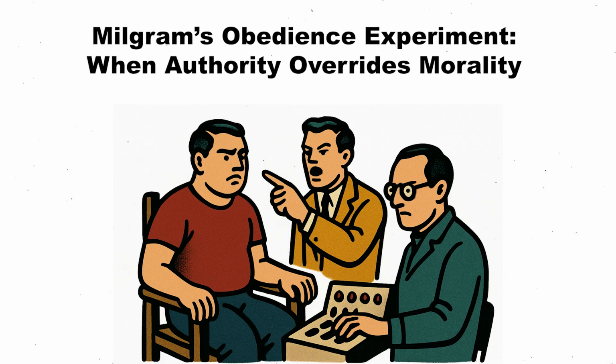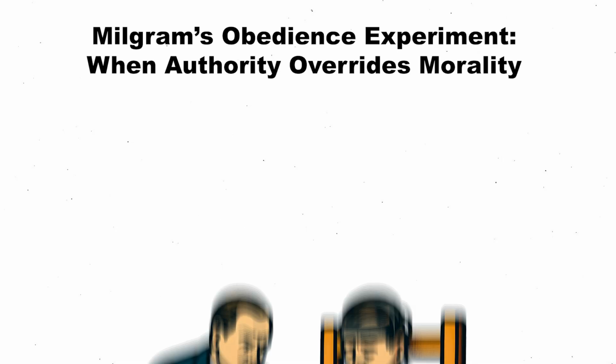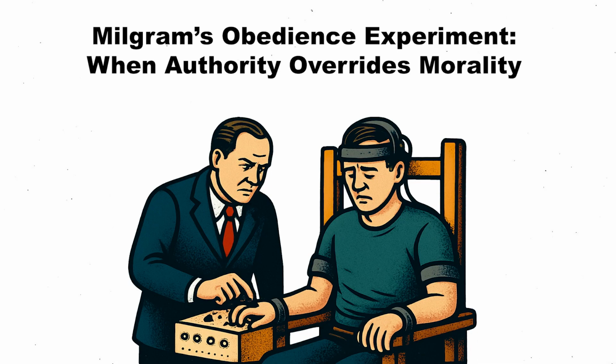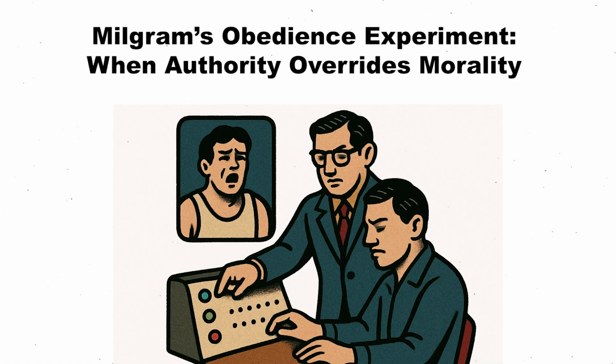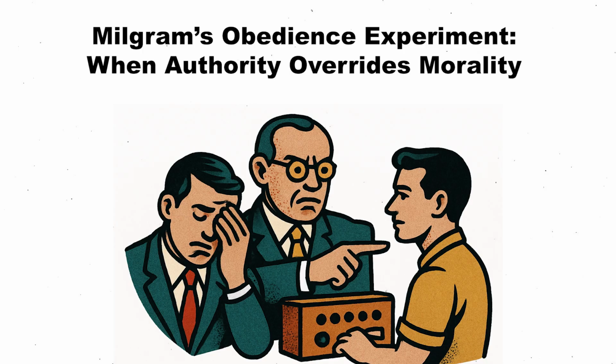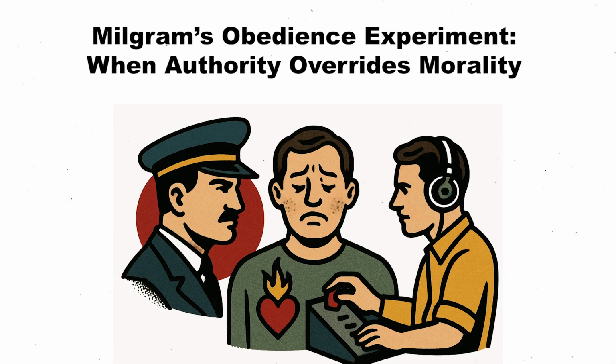The study revealed a chilling truth. Ordinary people could commit harmful acts when following orders. It exposed how authority manipulates conscience. And though Milgram's test ended decades ago, the unsettling question remains: how much control do we really have over our own choices?